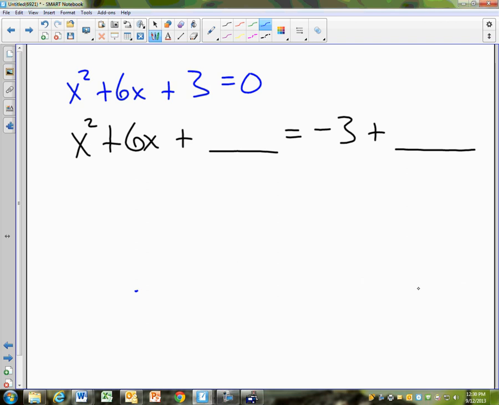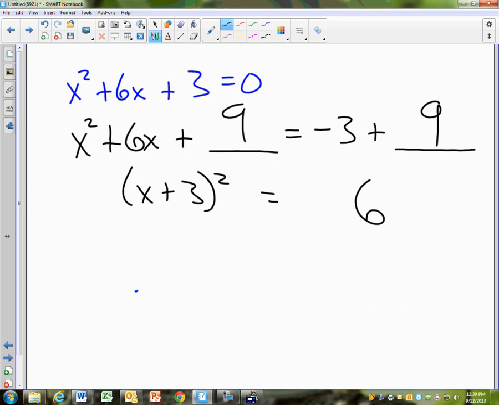Okay, let's see what you got. What number did you add in to complete the square? 9. So this factors down to x plus 3, that quantity squared equals 6. How many solutions are there to this equation?